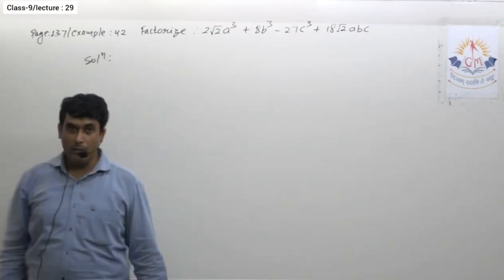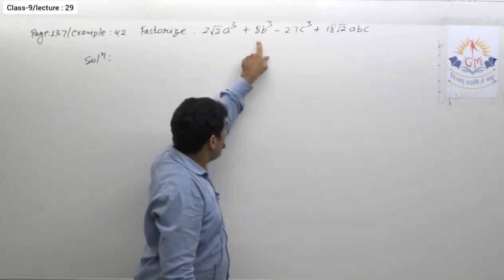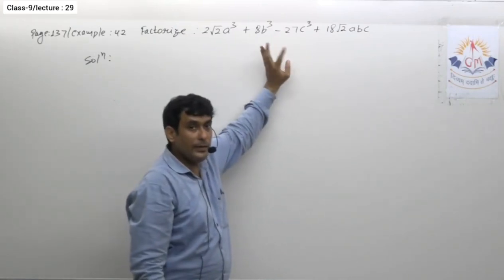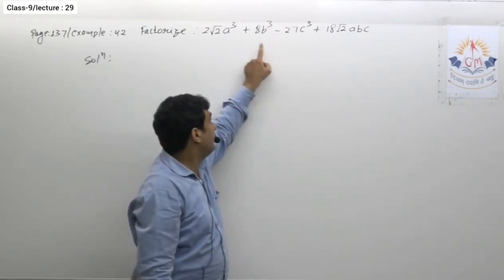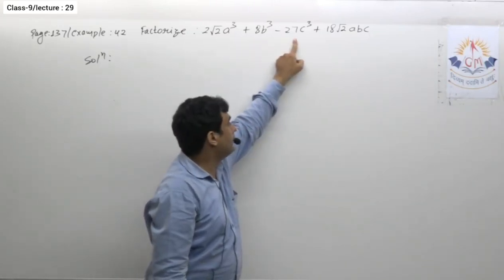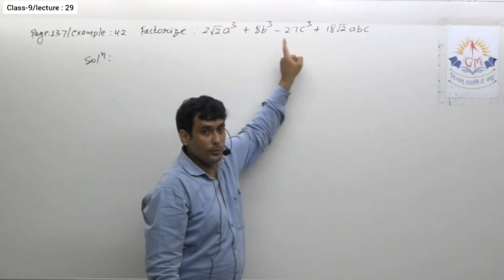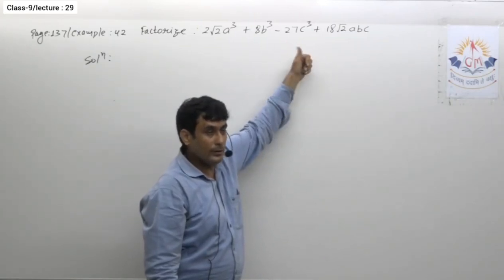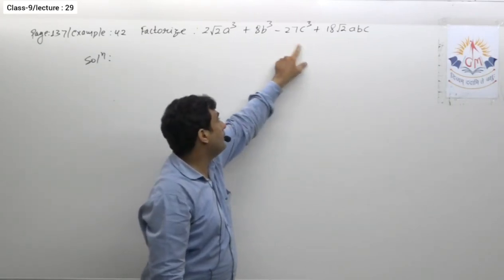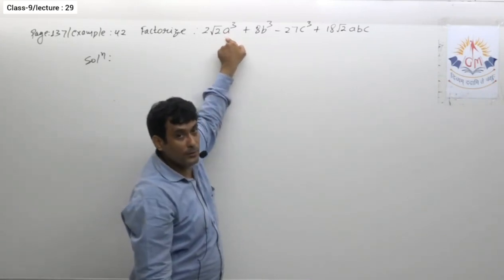Okay, now again over here you can see that the second and third terms are directly perfect cubes. This is the cube of 2b, that is 8b cube, and this is the cube of minus 3c. 3 cube is 27, c cube is c cube, and minus cube is minus. So these two are exactly cubes. Now this a cube is written, so that is a perfect cube.